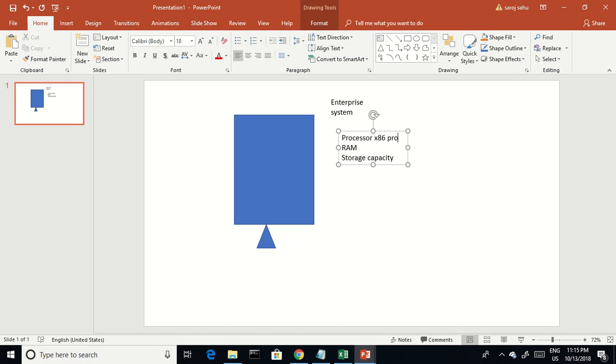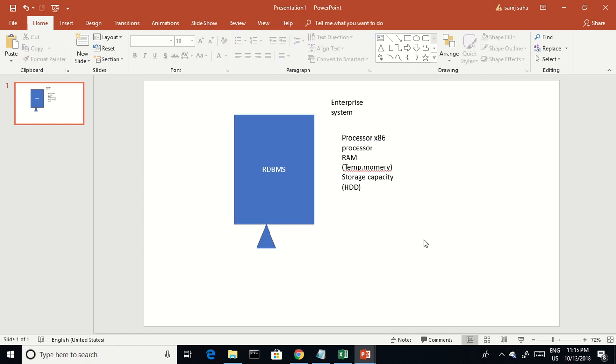An x86 processor, you can say. And RAM is temporary memory, which is the processing component, and this is the hard disk, where we can store the information or data. So this is an RDBMS system. It can handle max 1 TB of data storage wise, but still it is very difficult to process.